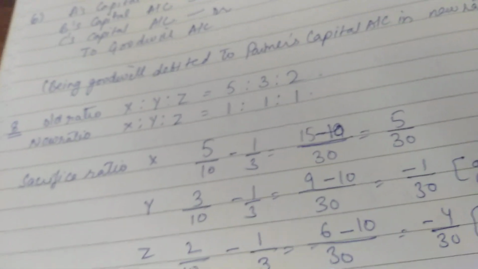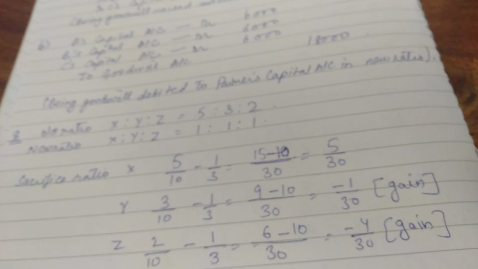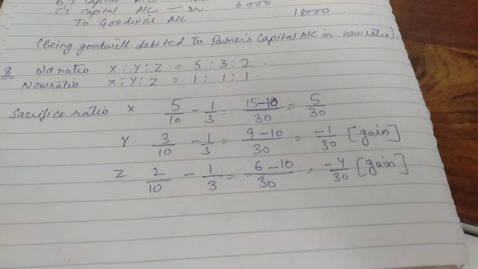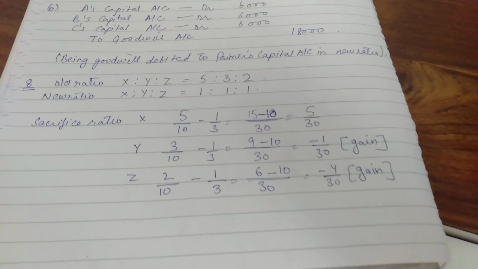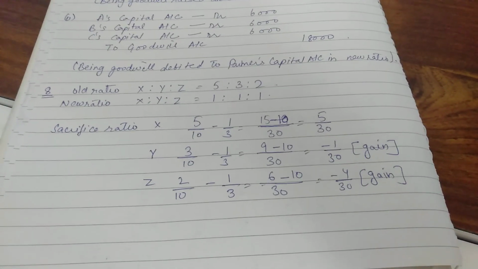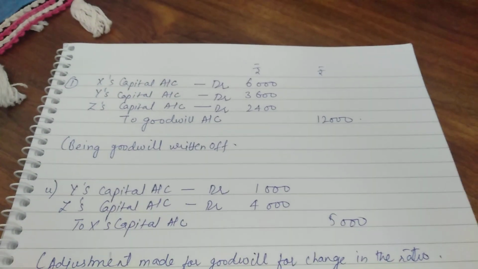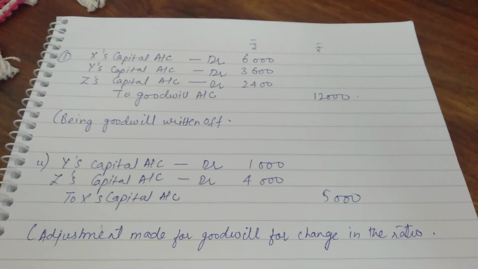When this line is mentioned, meaning goodwill is existing, you have to write it off. Goodwill appeared in the books at 12,000. It was revalued at 30,000. Pass journal entries. So firstly, the first step is to calculate the sacrificing ratio: old ratio minus new ratio. You have seen that X is sacrificing, and Y and Z are gaining 1 and 4. Now the next step. Firstly, we have to write off the goodwill: old partners' capital accounts debit to goodwill account in old profit sharing ratio.